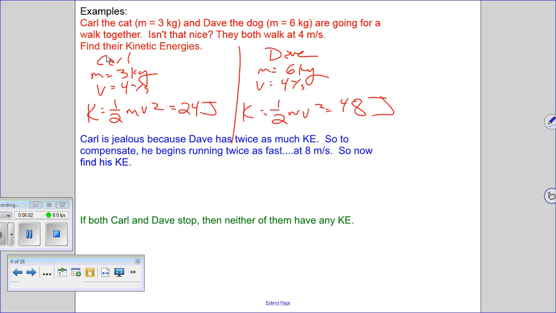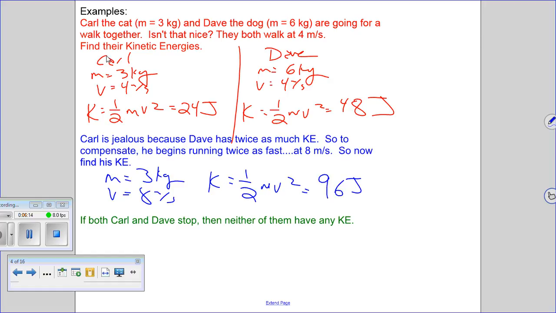Okay? So here, the mass of Carl is still 3 kilograms, but now our velocity is 8 meters a second. So you end up getting actually 96 joules. So notice, our velocity got multiplied by 2. That means our kinetic energy got multiplied by 2 squared. Cool. Easy peasy, I assume. Everybody good?